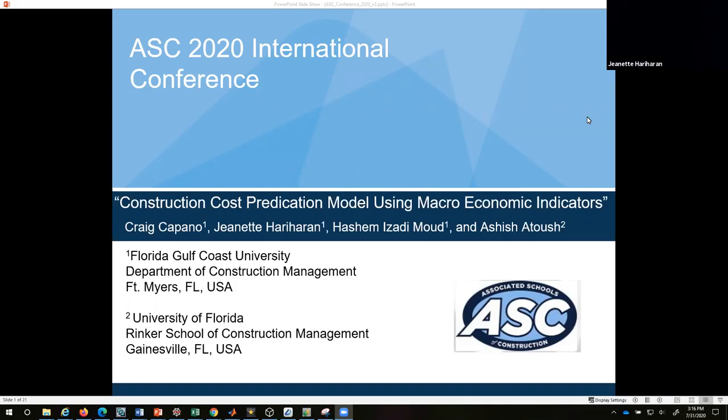The title of our paper is Construction Cost Prediction Model Using Macroeconomic Indicators. Our research is focused on building a model to reliably predict construction cost indices based on economic indicators and neural network design using group method of data handling. This paper shows that reliable forecasting to estimate cost of construction can be built using economic indicators, a priori data, and the group method of data handling type neural network.